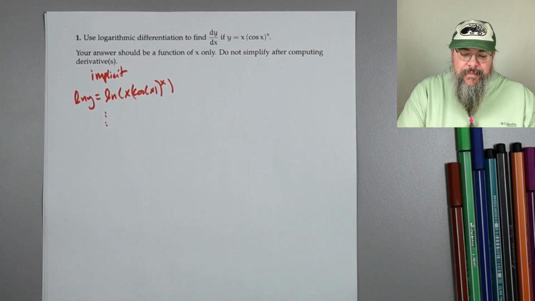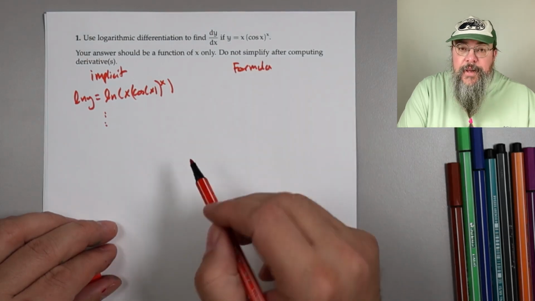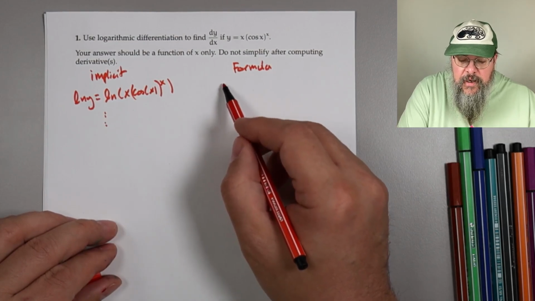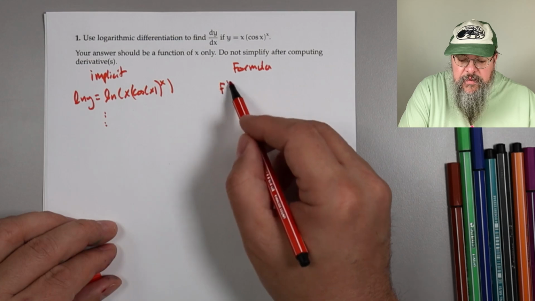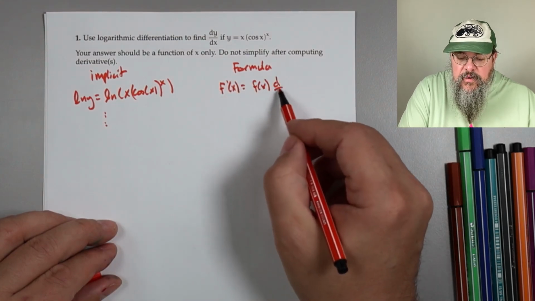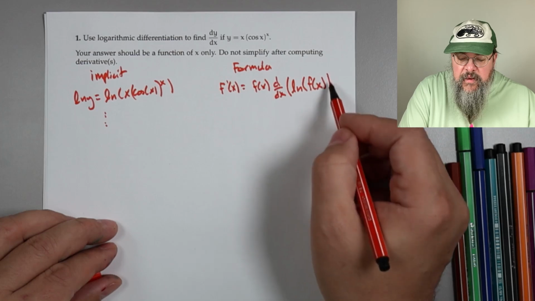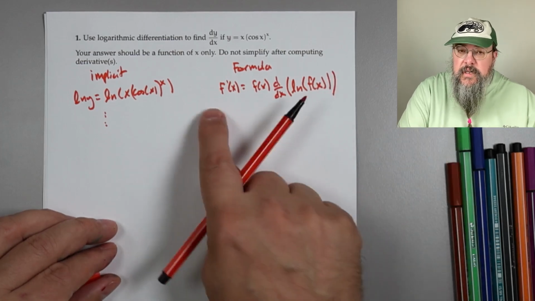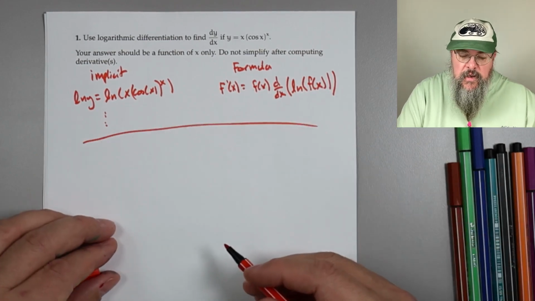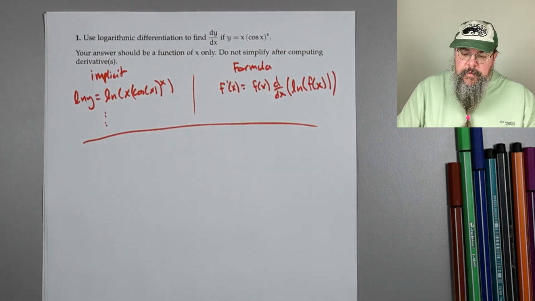The second camp, this is the formula route. And here's the formula. It says, look, if I want to take a derivative of f of x, I'll call it f prime of x. It is f of x times the derivative of the natural log of f of x. And so I'm just going to plug it in, right? Because we're asked to find the derivative. Let's do it.